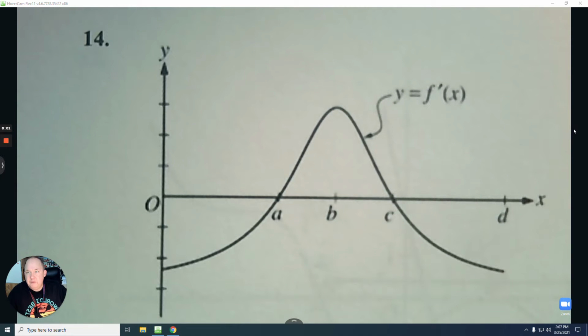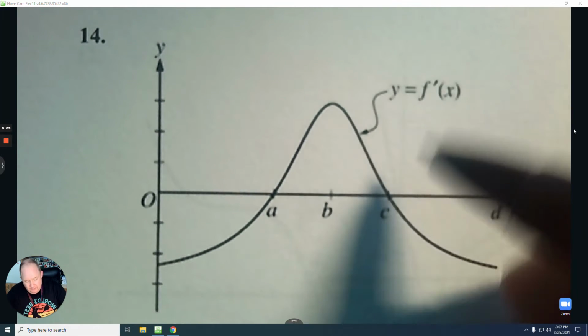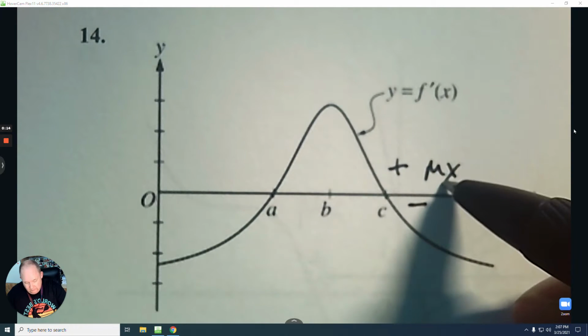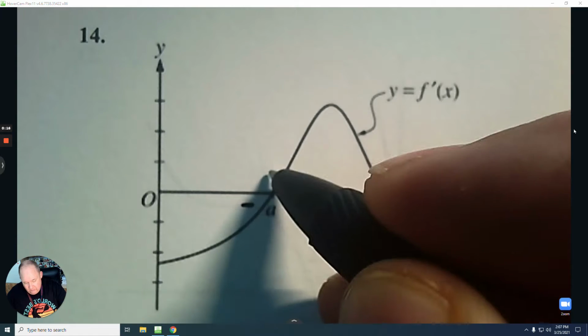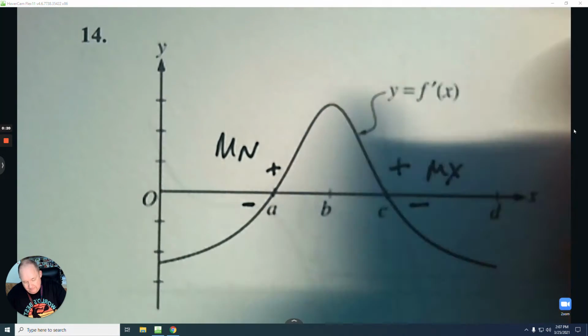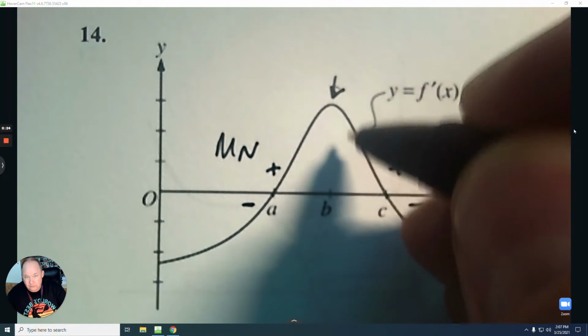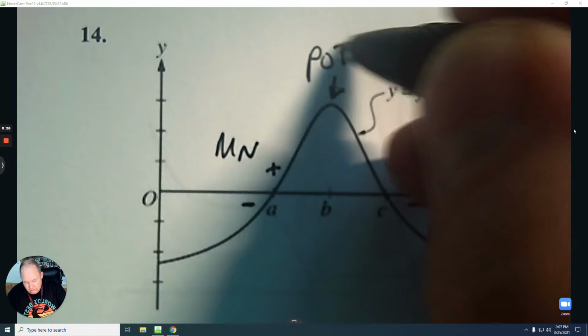All right, so here's part 2. We're at question 14. You're given the graph of the derivative, and it says, does f have a local minimum at c? Well, at c, it goes from a positive to a negative, so that's a maximum. At a, it goes from a negative to a positive, so at a, it's a minimum. And then here, where the derivative graph turns, that's a point of inflection.